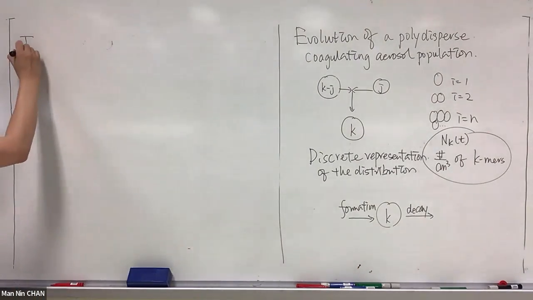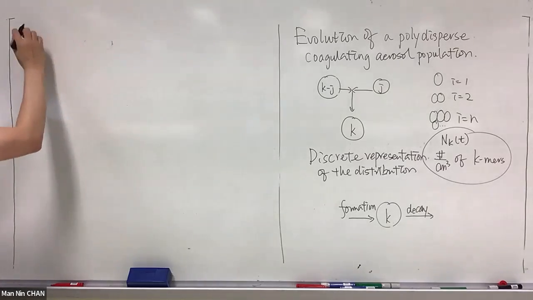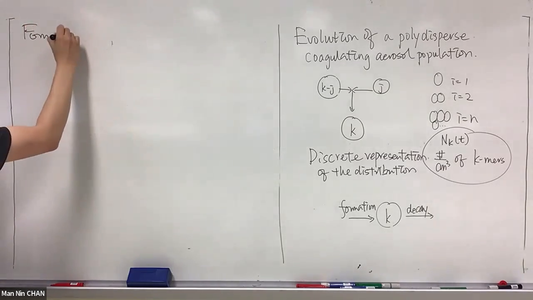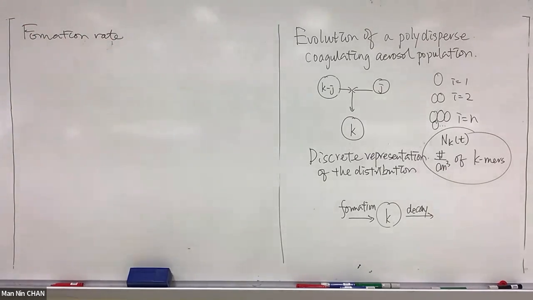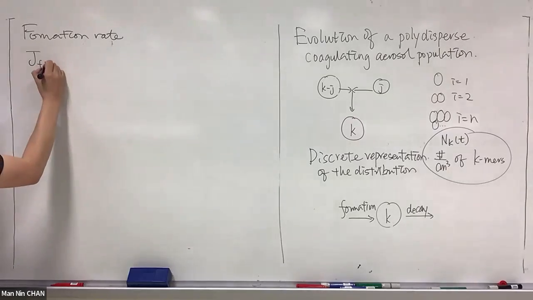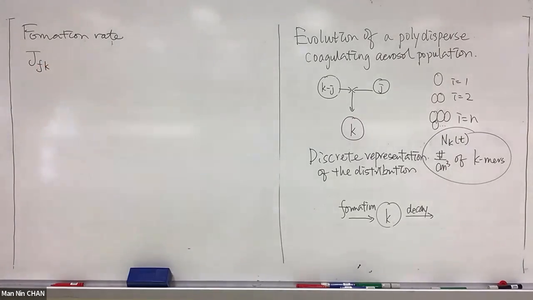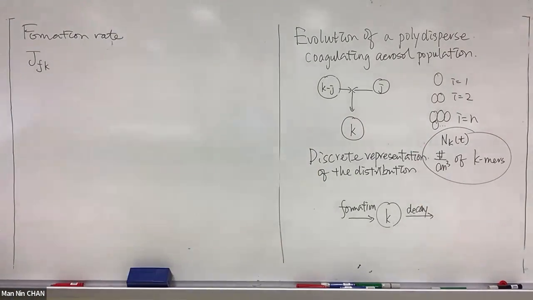So first, we want to look at the formation rate. So let's say we try to write down the formation rate. So this is the J, so let's say F_K, J_F_K. F means the formation of this K-mer, this kind of K-mer here. So to form the K-mer, if you look at the equation.